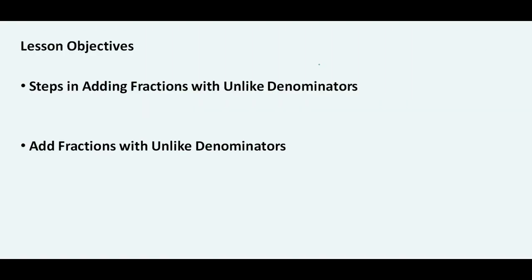We're going to work through adding fractions with unlike denominators. What that means is that we're adding fractions where the denominators are not the same for both fractions. Now what we're going to do here is look at the steps that we follow to add fractions with unlike denominators, and then we'll walk through some examples.